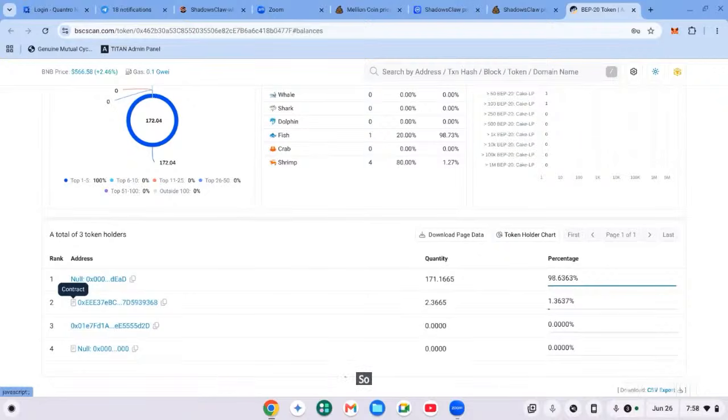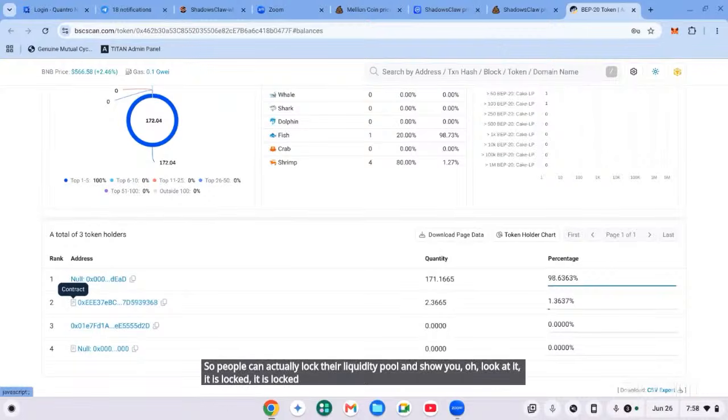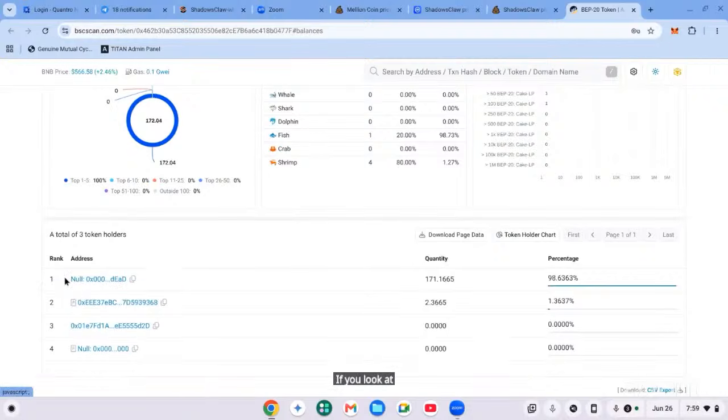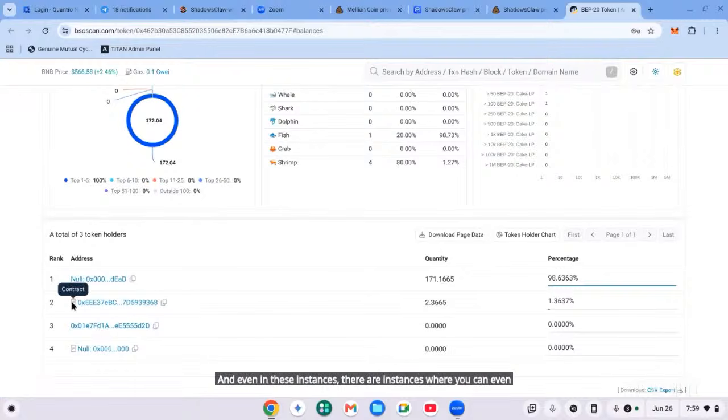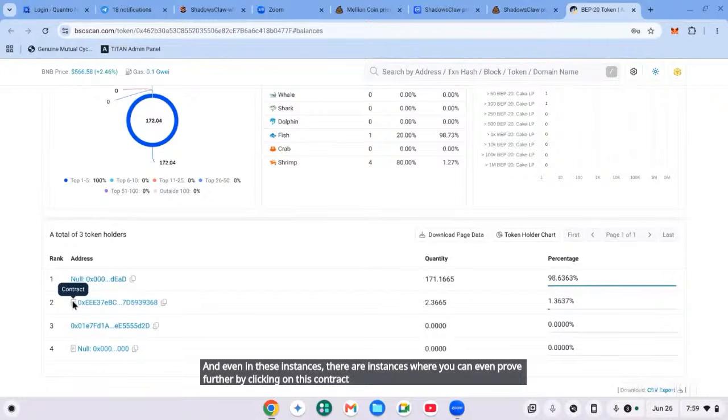So people can actually lock their liquidity pool and show you, oh, look at it, it is locked. Then they attach a contract to it and say that, you know what, after 2 years of providing, unlock that pool and give the owner of this wallet access to take it. If you look at this, you see that there is no contract attached to it at all, right? The majority holder has no contract attached to it. And even in these instances, you can probe further by clicking on this contract. Let me see if I can do that now.